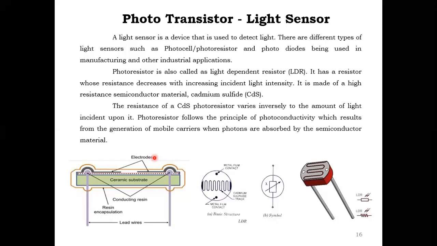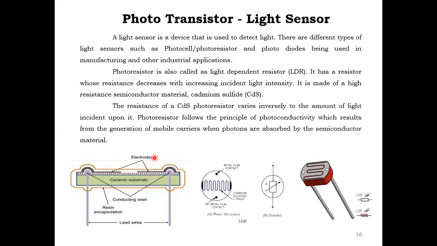A photoresistor is also called a light dependent resistor, that is LDR. It is a resistor whose resistance decreases with increasing incident light intensity. That means when we increase the light intensity, the resistance will be reduced, so the output will be high. The resistant material is cadmium sulfide. Cadmium sulfide is used for the resistance variations. The resistance of the cadmium sulfide photoresistor varies inversely to the amount of light incident upon it.